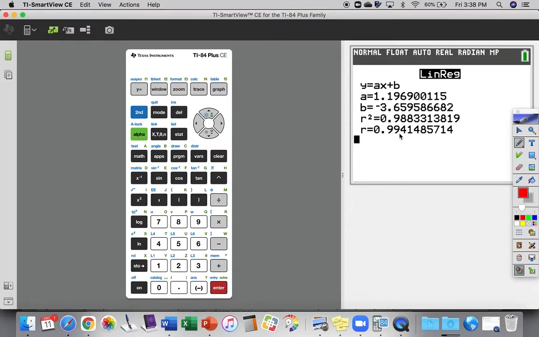R is our correlation. It is r. r squared is called the coefficient of determination. It is the percent of the variation explained by the line.